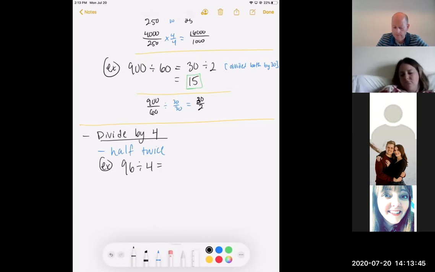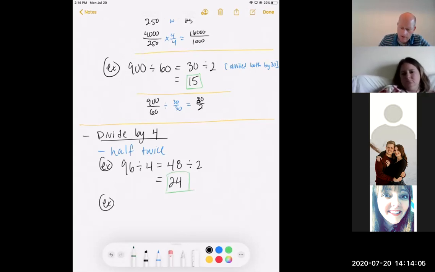You do 96 divided by 2. What do you get when you do that? Well, it's 48, isn't it? Good. And we divide that by 2, you get 24. So we divide it by 2 twice. All right, so that's a nice one there.